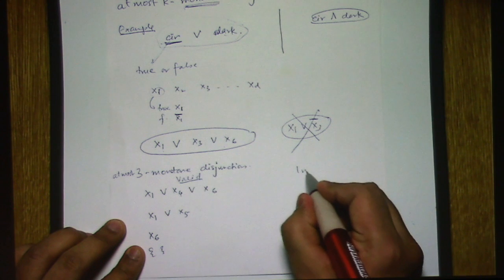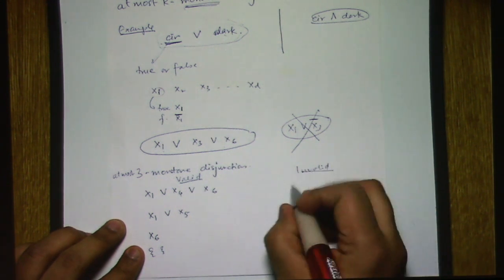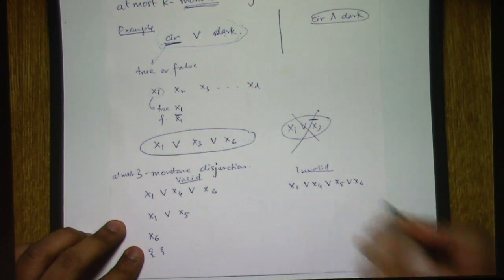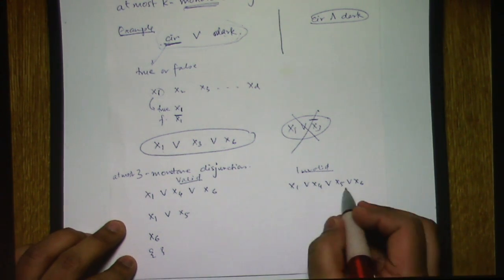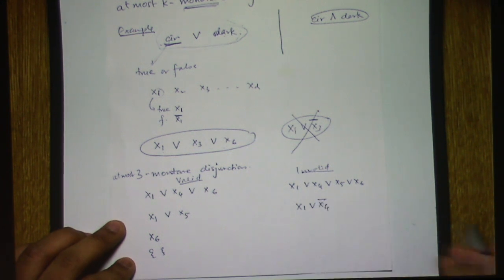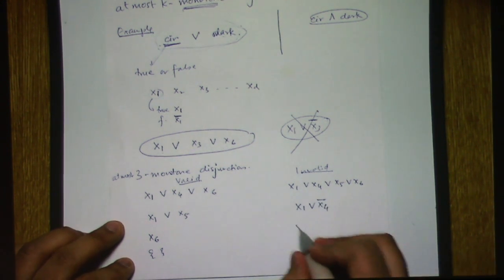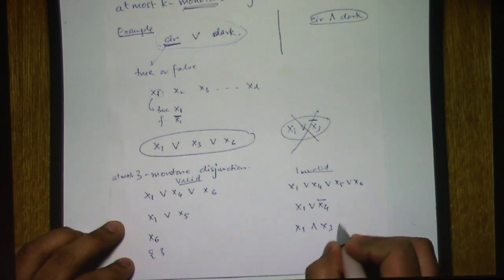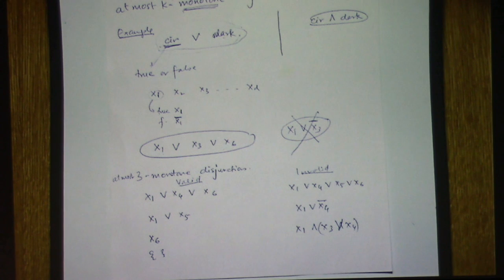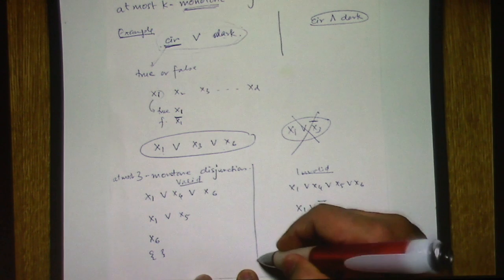Some of the invalid ones would be x1 or x4 or x5 or x6. This is not correct, this is not at most 3. Then x1 or not x4 is not monotone, and x1 and x3 and x4 is not a disjunction. So these are the types of concepts that you would like to learn.